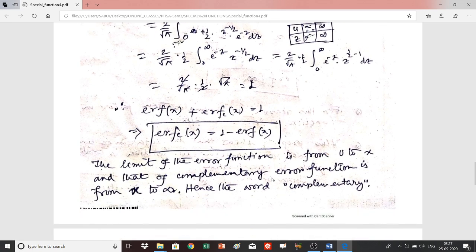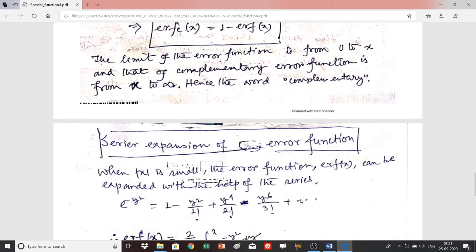The limit of the error function is from 0 to x, and that of the complementary error function is from x to infinity, hence the word complementary. For the error function the limit is 0 to x, and for the complementary function it is from x to infinity. So in this sense the word complementary is used.